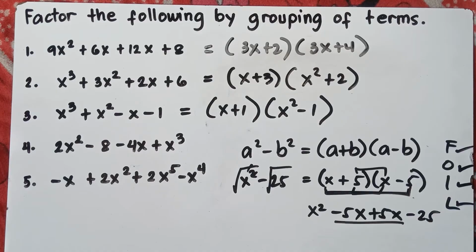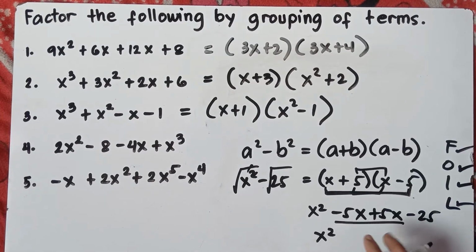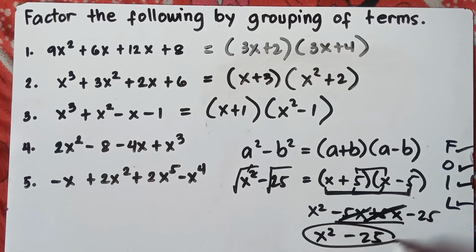Then you combine like terms. So this will be x squared. You can simply cancel this out because negative 5x plus 5x is 0. If the signs are not the same, you subtract. So 5 minus 5, that is 0. So you can simply cancel this out. Then minus 25. You get the same answer, class.